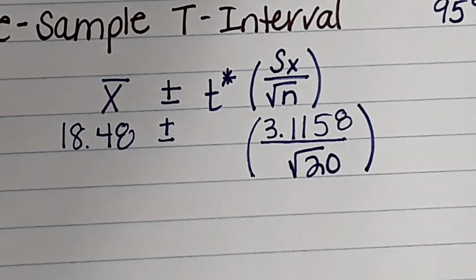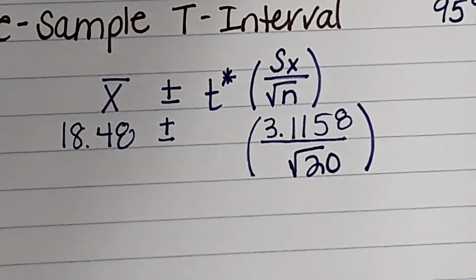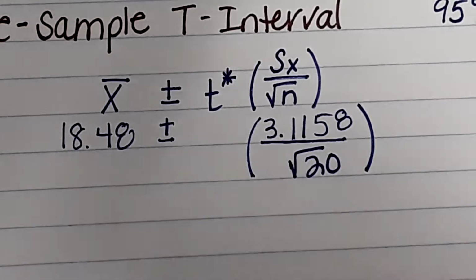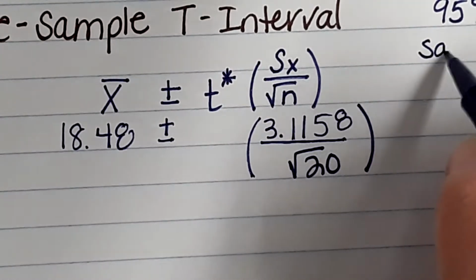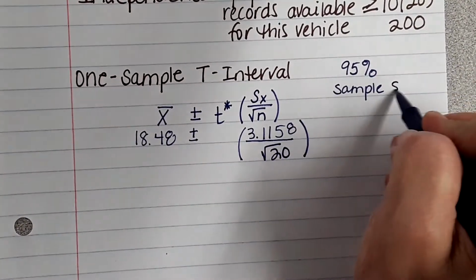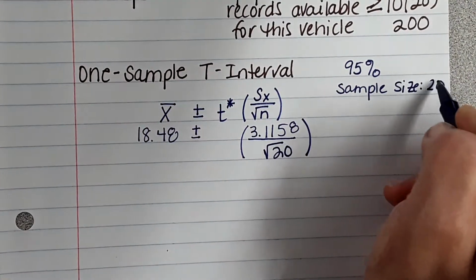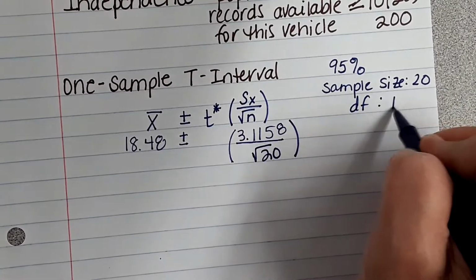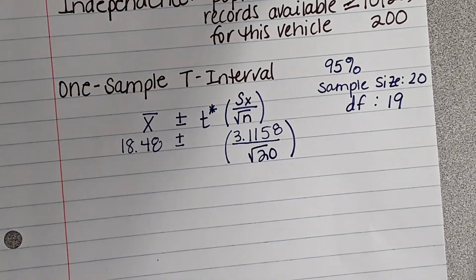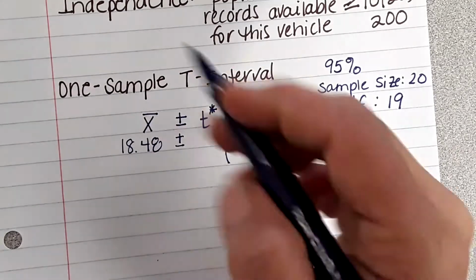To look up t star, you're going to go to the back of your blue book. Your sample size was 20, so what's our degrees of freedom? 19. So sample size was 20, degrees of freedom is 19. We're going to find 19 and scroll over to 95. What do you get? 2.093.